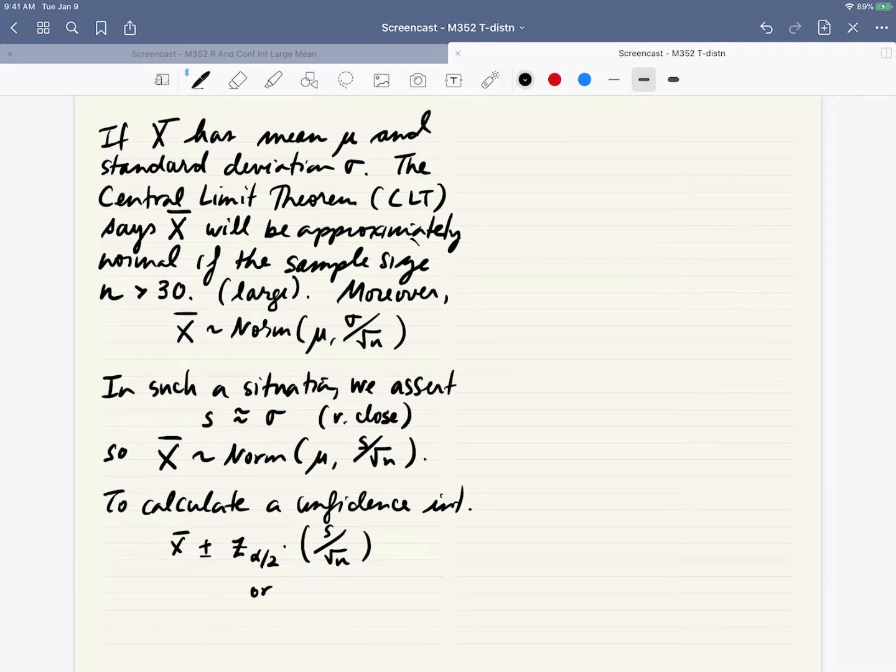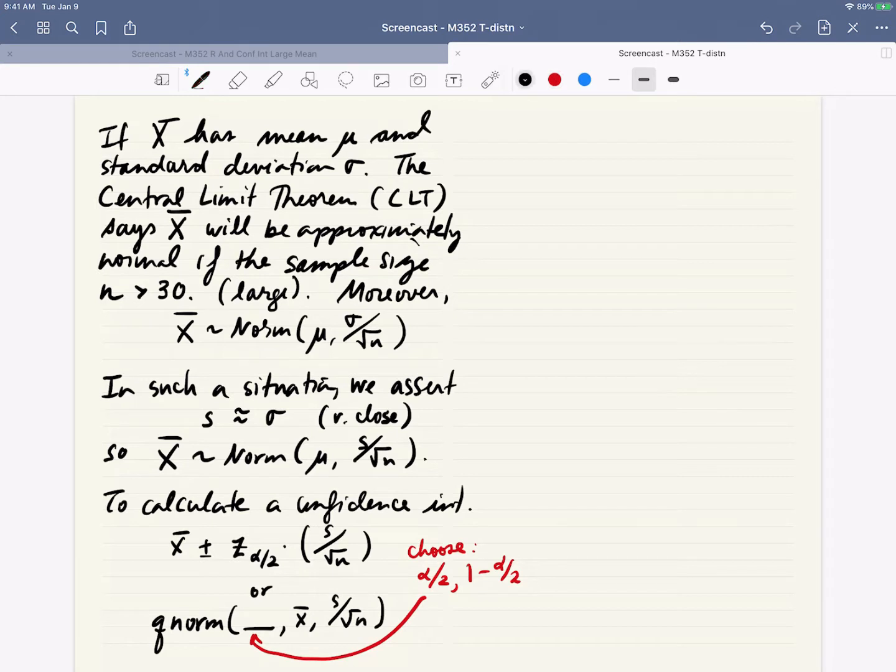Or, as I told you about in another screencast and in class, you can use R to calculate these endpoints directly. And I'm putting a blank here, and in this blank, you either put alpha over 2 or 1 minus alpha over 2. One gives the left endpoint, the other gives the right endpoint of your confidence interval.